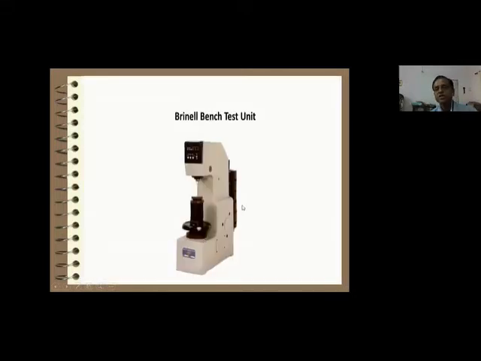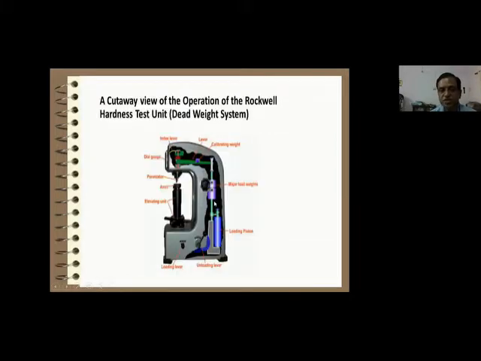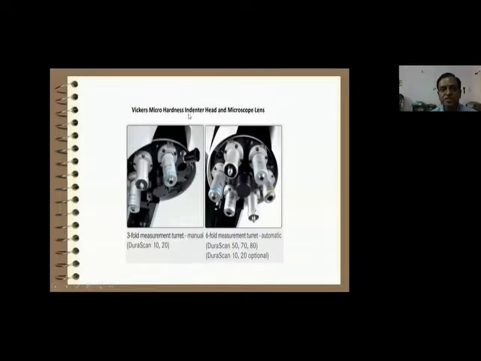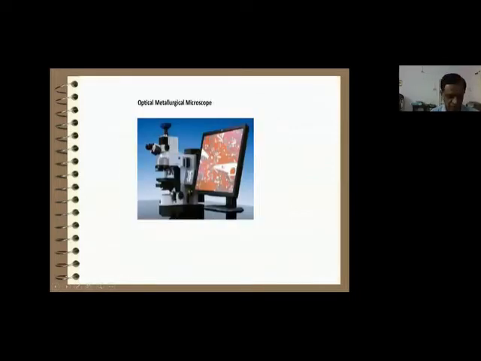This is just, for example, I am showing some equipment which is used, like a Brinell hardness testing machine. This is a Rockwell hardness testing machine. This is a dual purpose micro hardness test unit for Vickers and for Knoop hardness. This is a Vickers micro hardness indenter head and microscope lens.